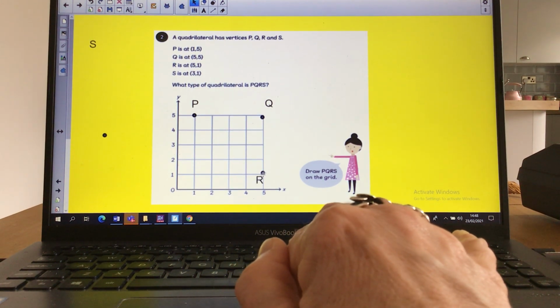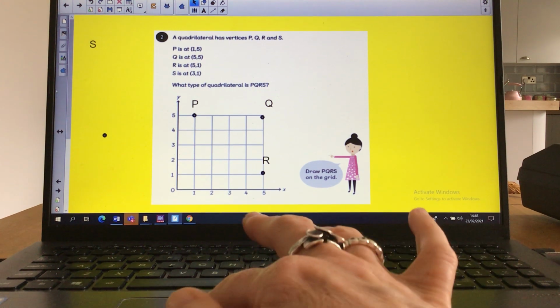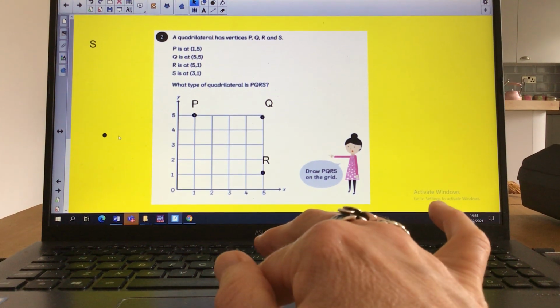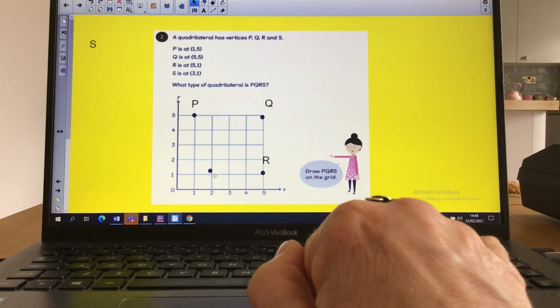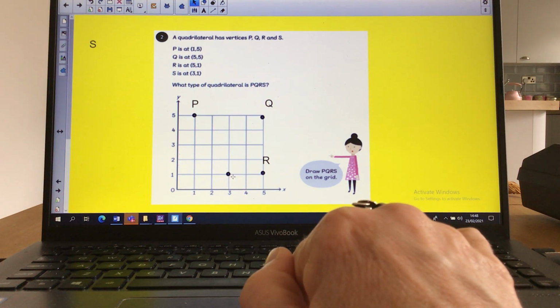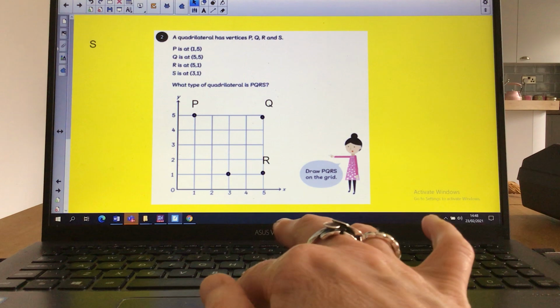When I draw this, I want you to see if you can name the shape. And S is 3, 1. Okay, and that is S.